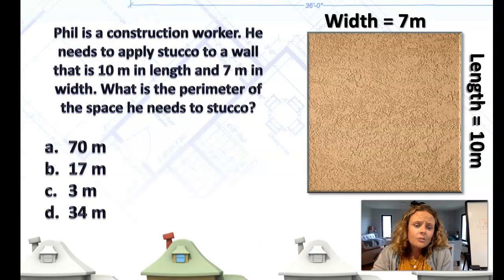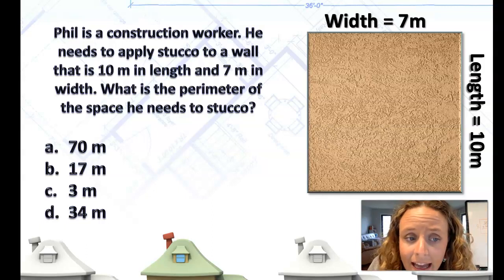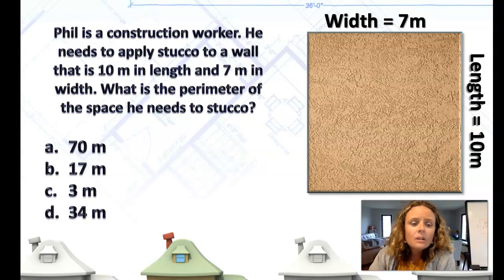Phil is a construction worker. He needs to apply stucco to a wall that is 10 meters in length and 7 meters in width. What is the perimeter of the space he needs to stucco?